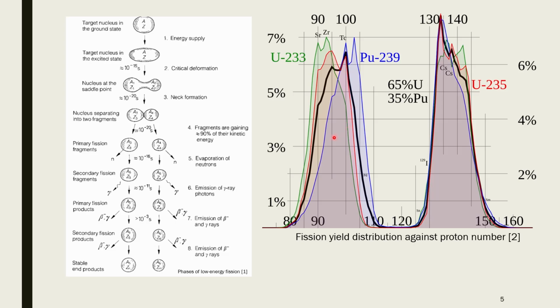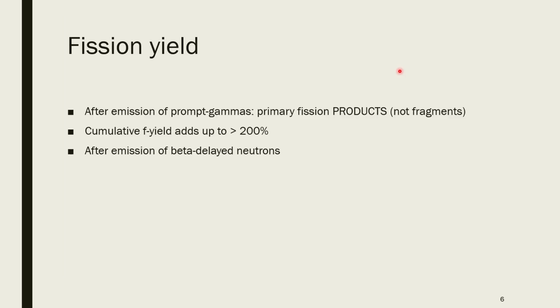Therefore, if you look at it, it shifts towards the higher masses if we have our fissile material being heavier. Looking at the fission yield, there is a number, the fission yield, and it only looks after the emission of prompt gammas from primary fission products, so not fragments. We have a number, which is the cumulative fission yield, and if you add all of the cumulative fission yield for every isobar, you get a number of above 200%.